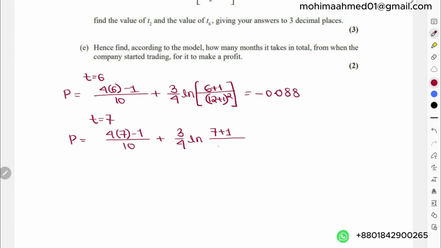6. 2 into 7 is 14. 14 plus 1 whole square, and then everything inside the bracket. If you now calculate this one, you are going to get 0.197. So I'm going to write 0.20.